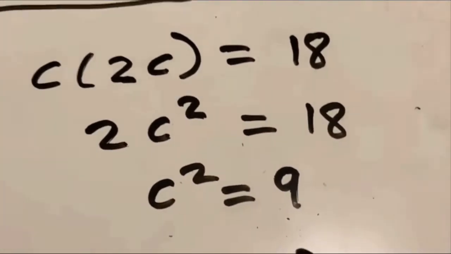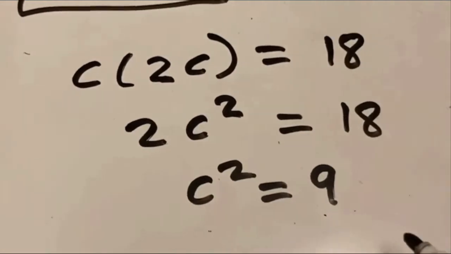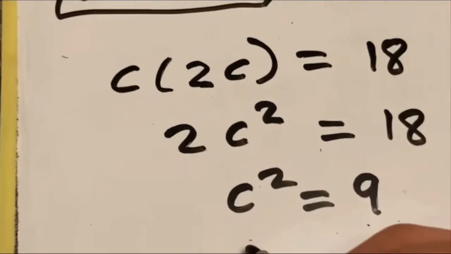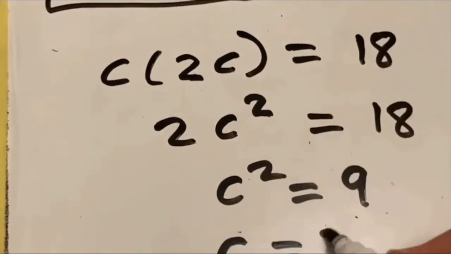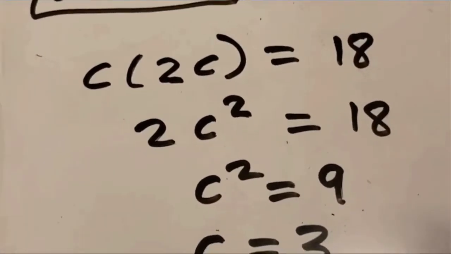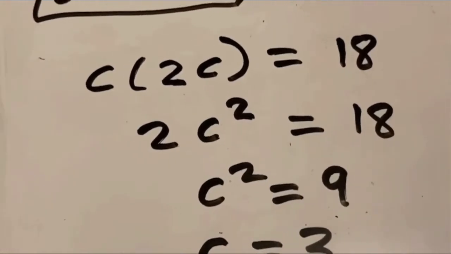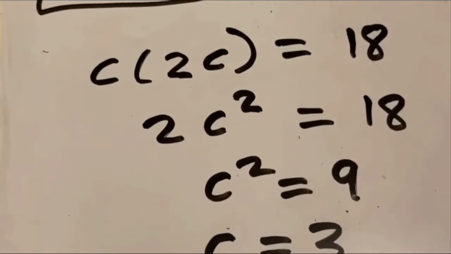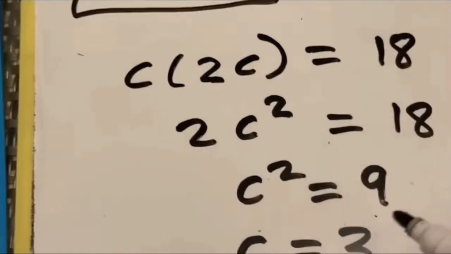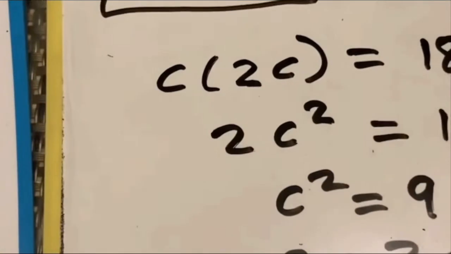And then, what number multiplied by itself gives us 9? That's 3. So c equals 3. So strictly speaking, c could be either -3 or +3, but because we are dealing with side lengths, and length cannot be negative, that's why c equals 3, because c equals -3 wouldn't make sense.